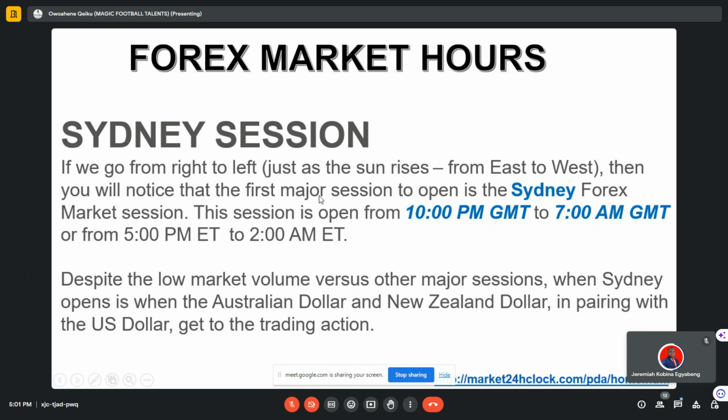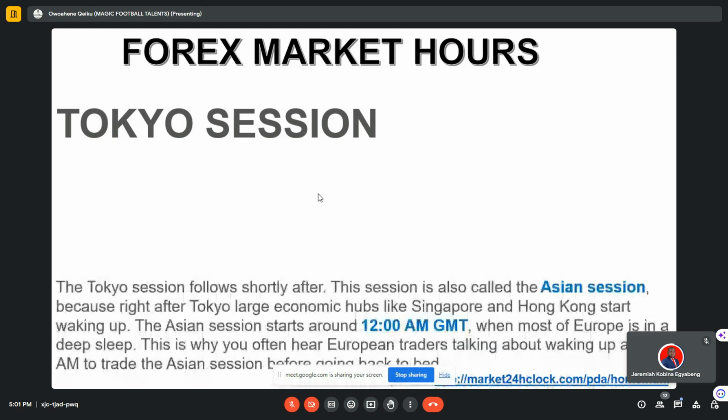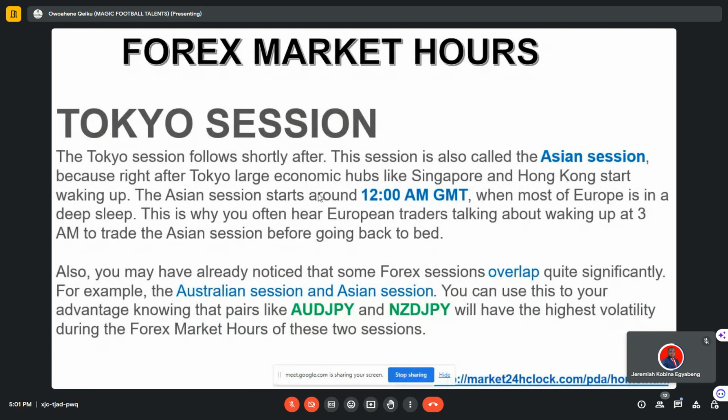But with the sessions now, your time overlaps. The Sydney session and Tokyo overlap, and Tokyo is the Asian session. So we are trading the Japanese yen now, against the Sydney currencies, the Australian dollar and New Zealand dollar. How much volatility is in our market, because the Australian dollar is open, which is the Sydney session, and the Japanese yen is open, the Tokyo session.